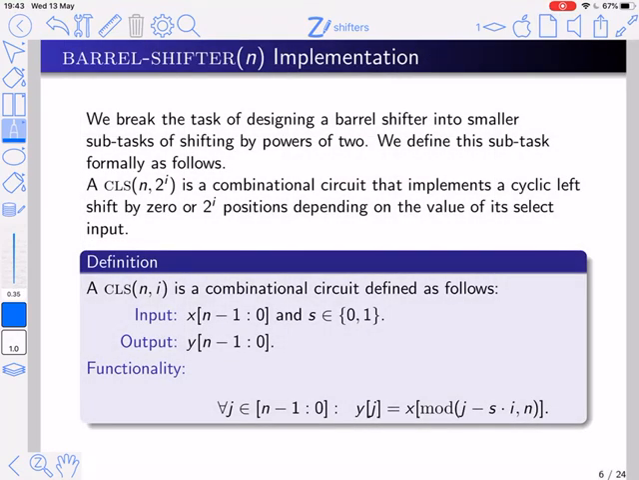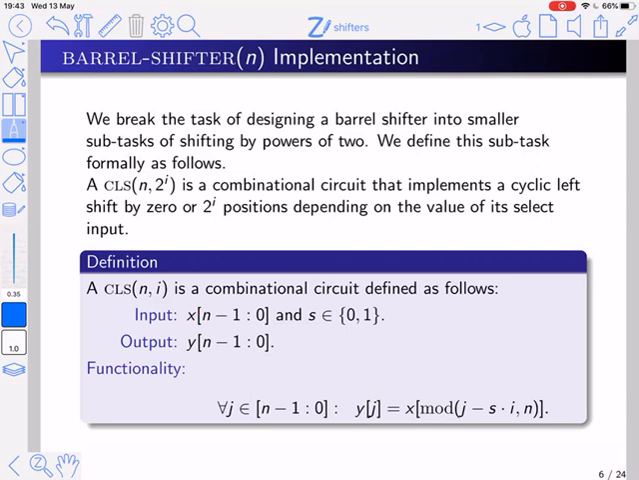Okay, how do we implement a barrel shifter? We break the task of designing a barrel shifter into smaller subtasks of shifting by powers of 2. And we define this subtask formally as follows. A cyclic left shift CLS(n, 2^i) is a combinational circuit that implements a cyclic shift by 0 or 2 to the i positions. And the decision whether you shift by 0 or 2 to the i positions depends on an extra input called the select input.